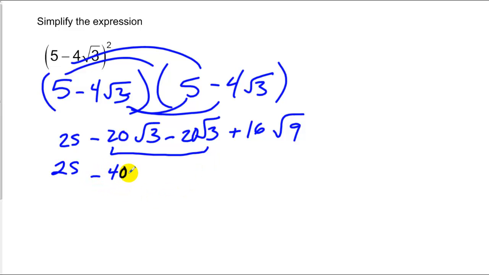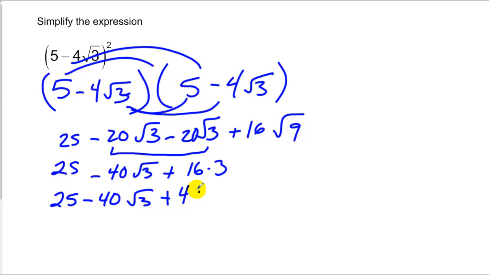Minus 40 root 3 plus 16 times 3 in this case, because the square root of 9 is 3. This goes to 25 minus 40 root 3 plus 48. The 25 and the 48 are like terms. That's 73 minus 40 root 3.